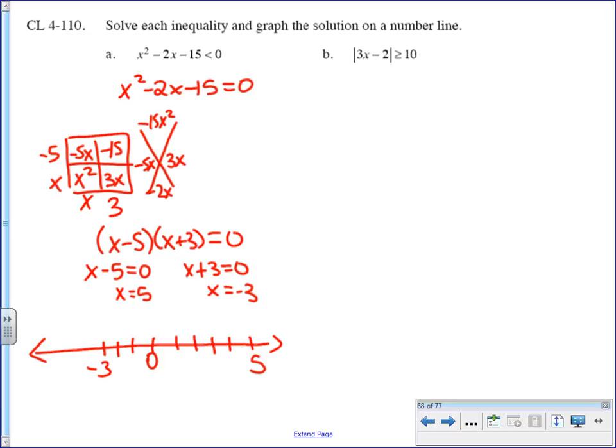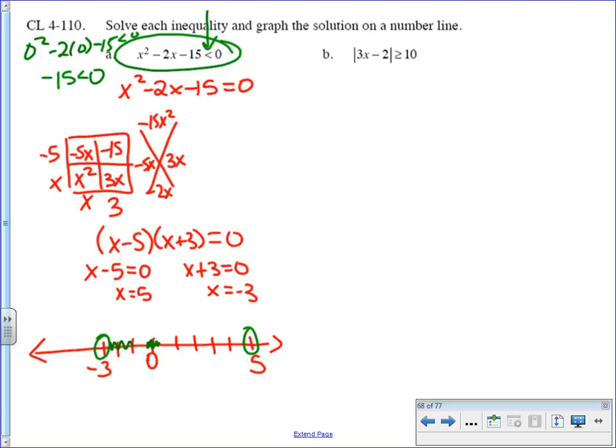So let's look back at the original equation. This symbol is not equal to, so my boundary points are going to be open dots because I can't equal them. Let's test some regions. 0 is in the middle here. So if I plug in 0 into the equation, I have 0 squared minus 2 times 0 minus 15 less than 0. Yes, negative 15 is less than 0, which means 0 would work. And that's between negative 3 and 5. So I can shade in between those points.